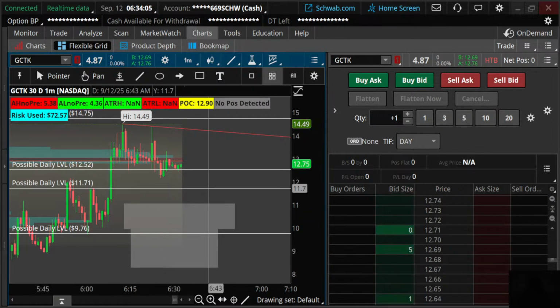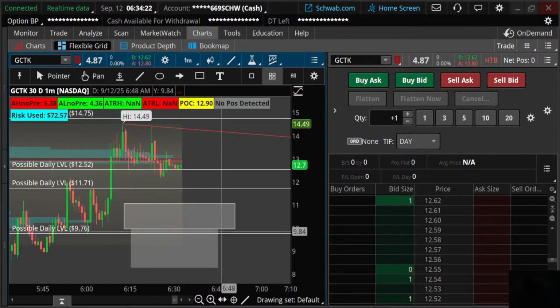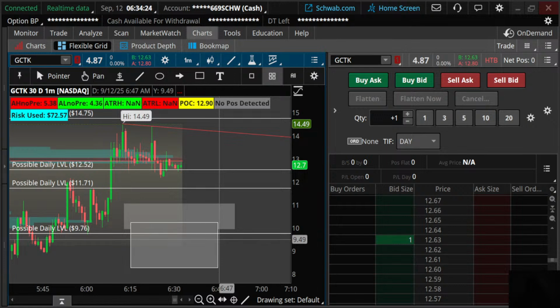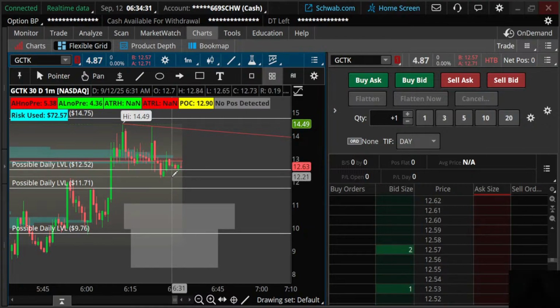Okay, this thing, GCTK, again, holding up this level, but below that point of control. And the point of control, I'm wondering, is it going to act as a ceiling here instead of a jump route? It's starting to look like it's making those higher lows under the point of control. So we'll see where that wants to go real quick. And the previous bottom was 12.19.